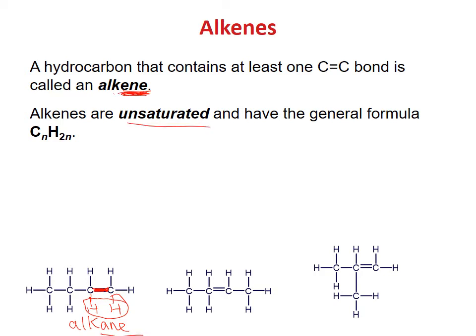More hydrogens can be added. The formula for an alkane is CnH2n+2, and for an alkene it is CnH2n. There are two more hydrogens in an alkane than in an alkene, because of the double bond.